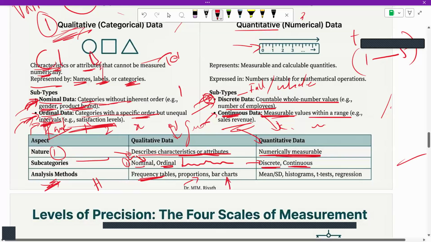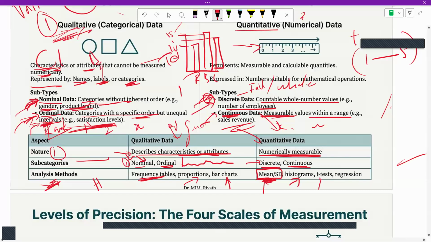Bar chart. To display this, we can use the bar chart. A bar chart is like this. Sometimes we call it a column chart. So here, red, blue, green. We can put the counts 10, 15, 12, right? So we can use this kind of visualization. And for the quantitative data, we can use mean, average. We can use histogram. We can use t-test, regression analysis, correlation analysis, hypothesis test.